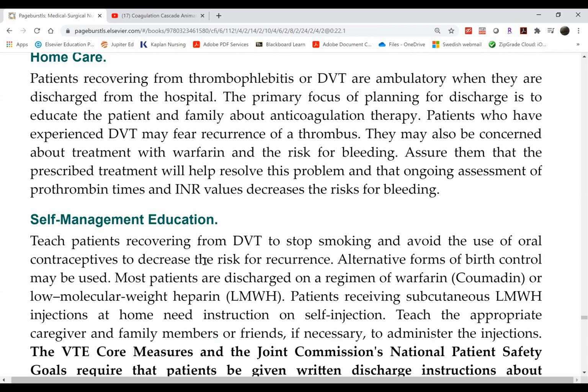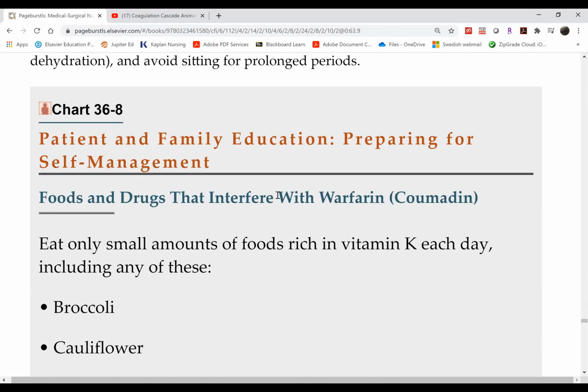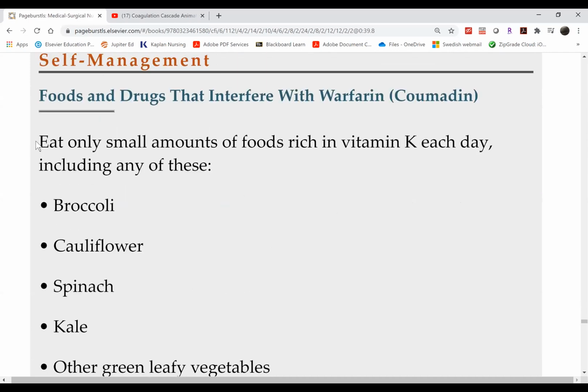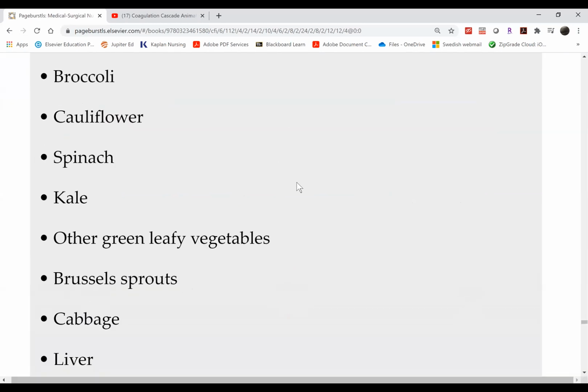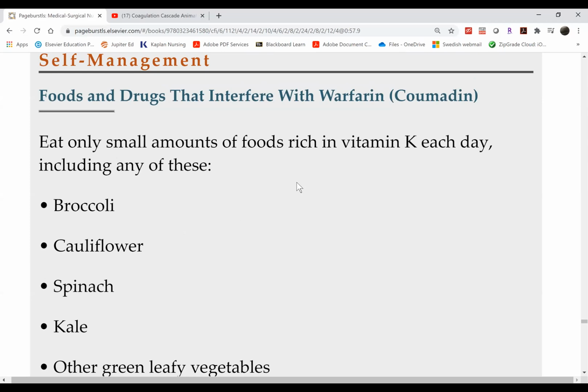As far as prevention, you, of course, counsel the patient on preventing further DVTs, risk factors you already saw earlier. On top of that, though, of course, teach the patient bleeding precautions. We already have a chart earlier on your teaching for bleeding. Here are the foods that are high in vitamin K. So you only eat small amounts of this. This is not everything. Okay, there are many more.